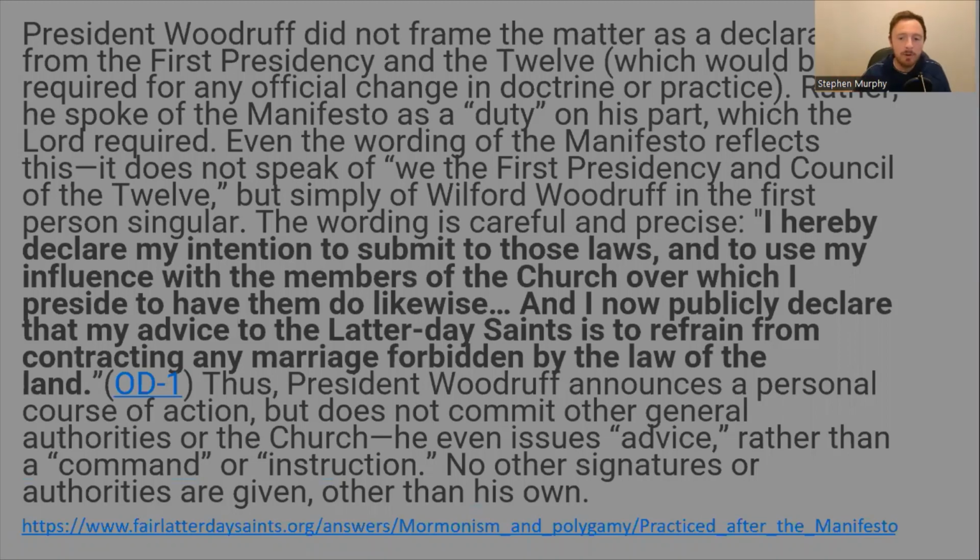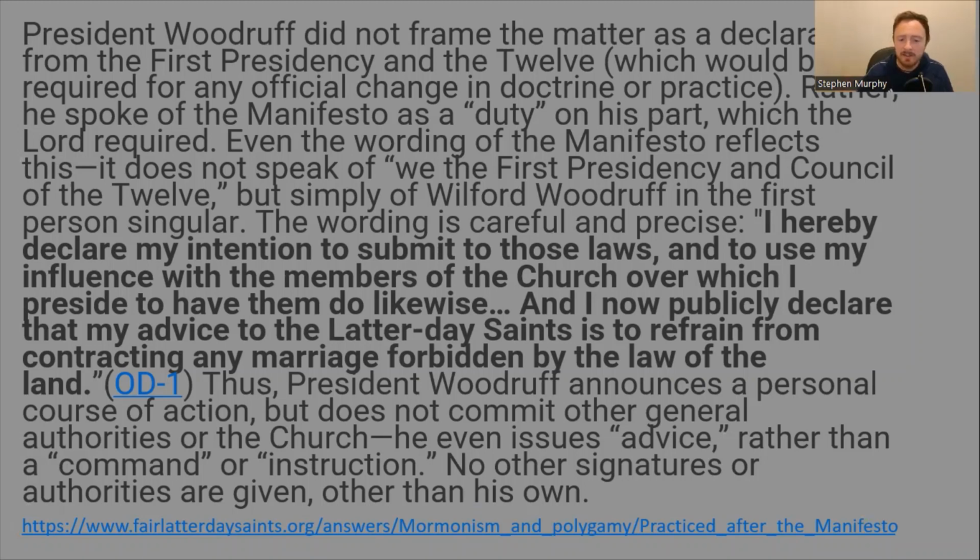But they say even the wording of the manifesto reflects this. It does not speak of we, the First Presidency and Council of the 12, but simply of Wilford Woodruff in the first person singular. The wording is careful and precise. I hereby declare my intention to submit to those laws and to use my influence with the members of the church over which I preside to have them do likewise. And I now publicly declare that my advice to the Latter-day Saints is to refrain from contracting any marriage forbidden by the law of the land.